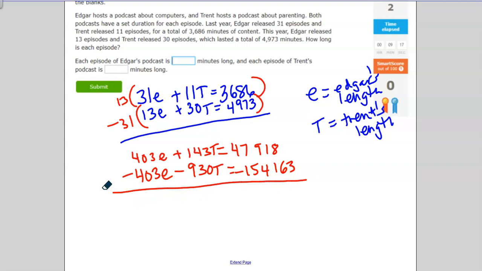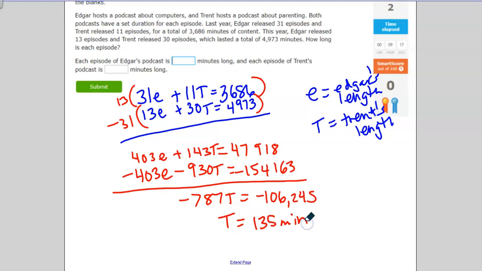So 930 minus 143 is -787. And 154,163 minus 47,918, negative 106,245. And it seems as though Trent's was 135 minutes long.